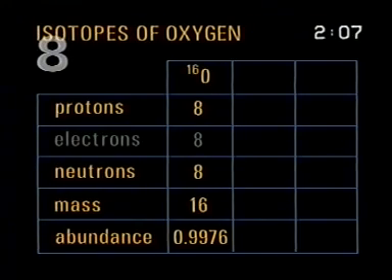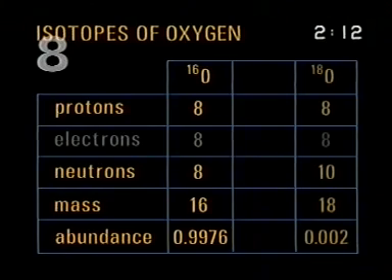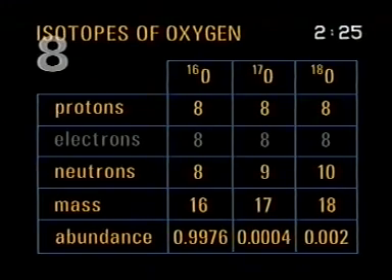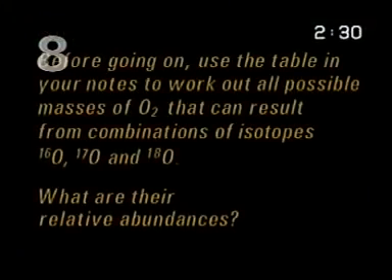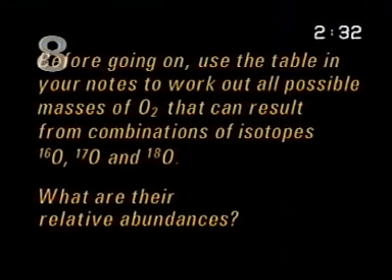About 2 out of 1,000 oxygen atoms are not like this. They have 2 extra neutrons to give 18 units of mass. And less frequently, about 1 in 2,500, there is only 1 additional neutron, so that there is a small fraction called oxygen 17. Before going on, use the table in your notes to work out all possible masses of molecular oxygen that can result from combinations of isotopes of oxygen 16, 17 and 18. What are their relative abundances?